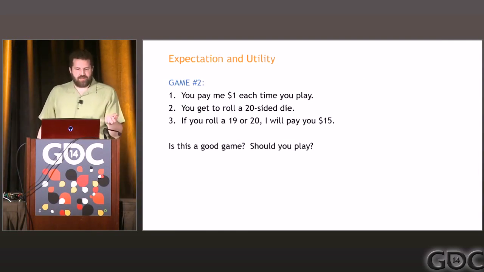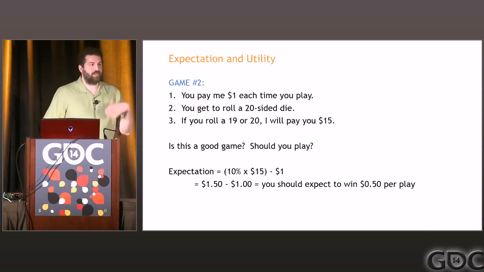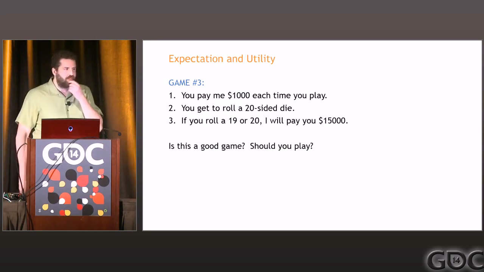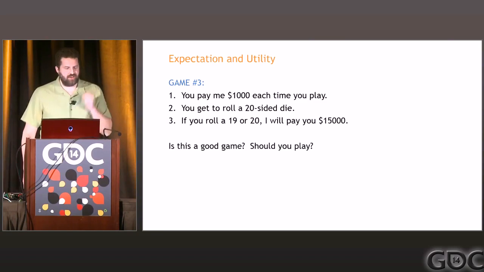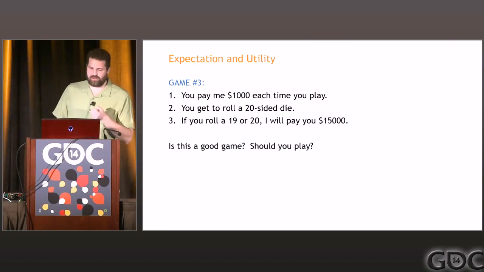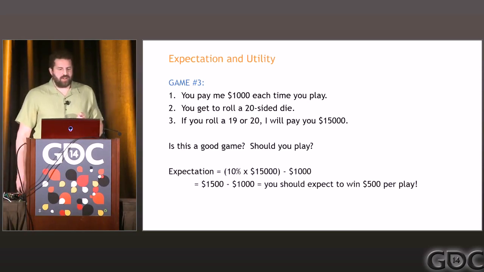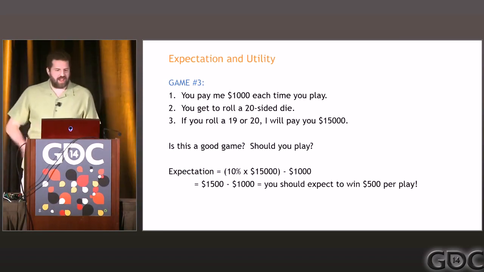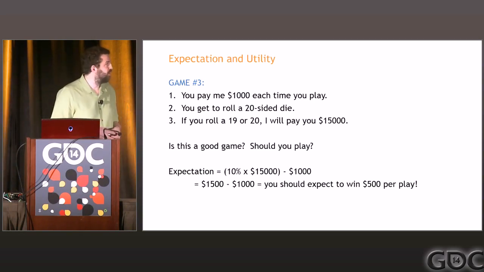So if I look at another game where I'm paying you $15, that's clearly a much better game. Right now, you're going to expect to earn 50 cents per play. So here's game number 3. You pay me $1,000, and you get to roll a 20-sided die. If you roll a 19 or 20, I'll pay you 15 grand. Anyone want to play? So the expectation here is outstanding, right? You're going to, on average, earn $1,500 minus $1,000. You're going to earn $500 per go.